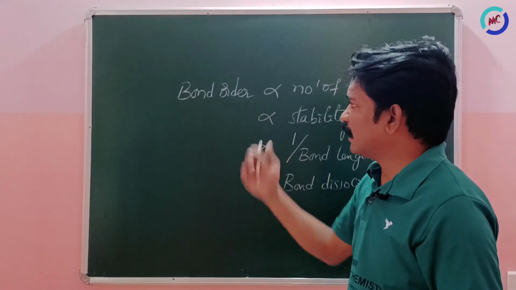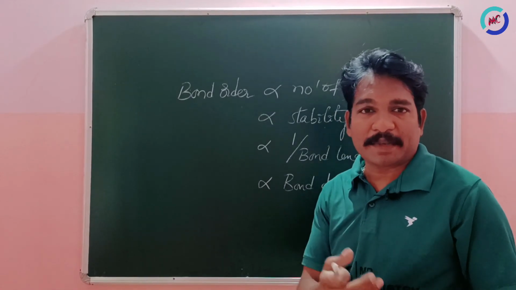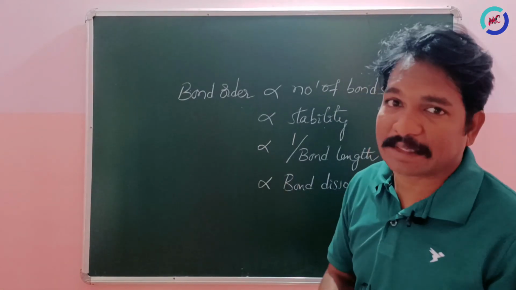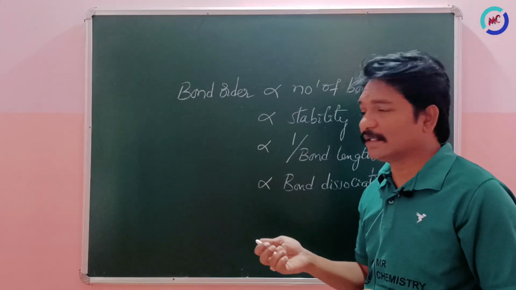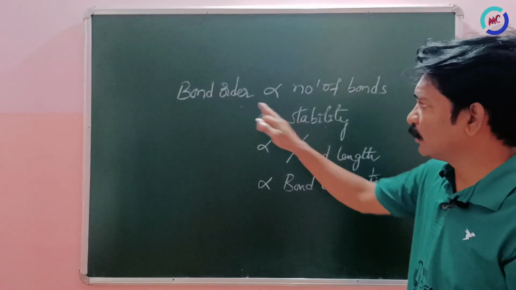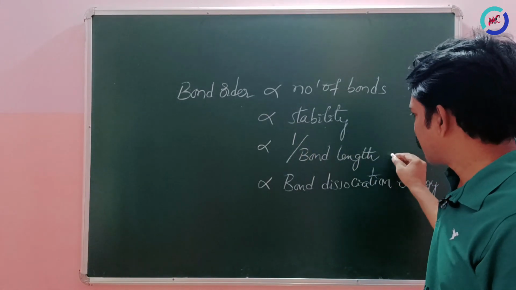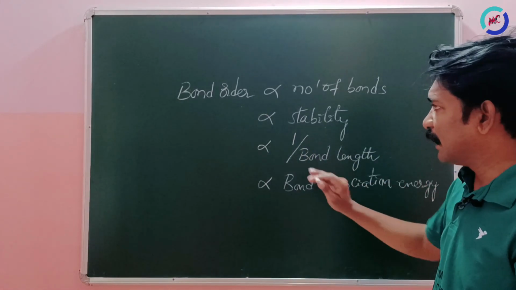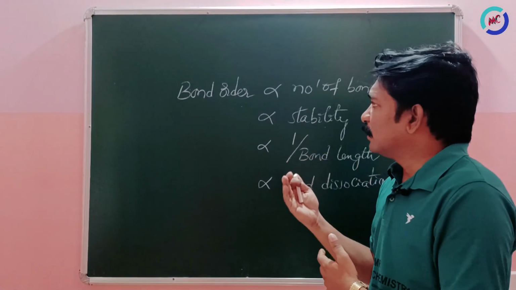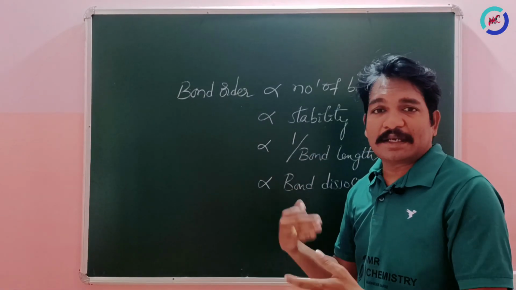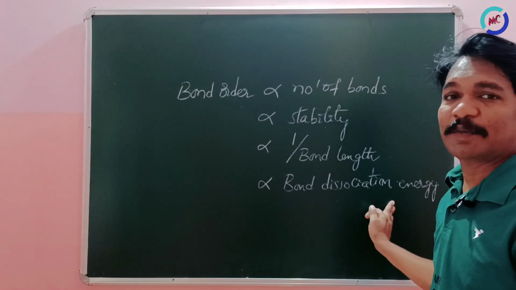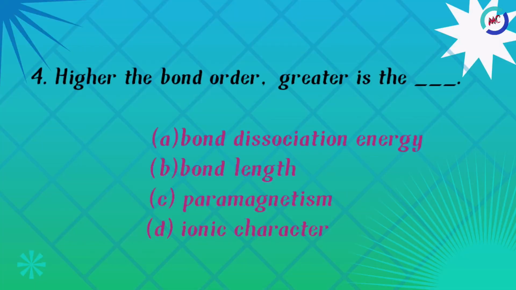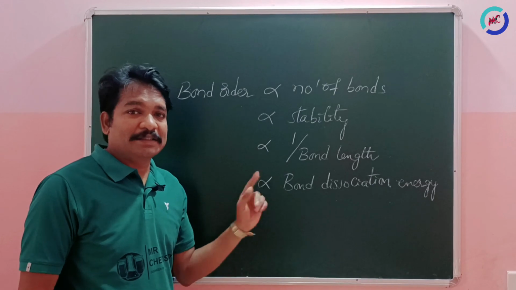And here there is no direct relation between bond order and paramagnetism, or you can say bond order and ionic character. And in the given options, they gave bond dissociation energy and bond length. Bond length is reciprocal to bond order. That's why I mentioned this one also here. And here they are asking higher the bond order and greater is the, means proportional. Which one is proportional? Bond dissociation energy is proportional here. Okay. And the answer is bond dissociation energy. Option A is the correct answer.